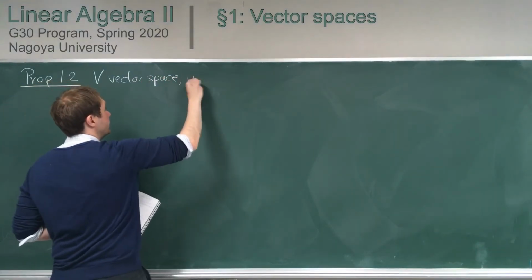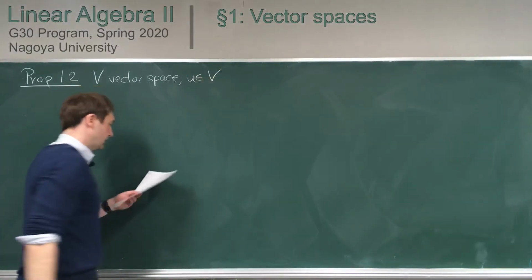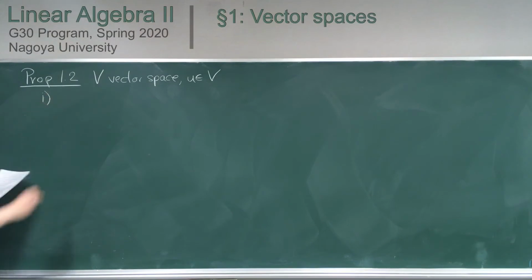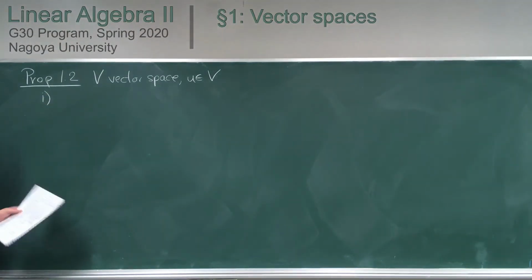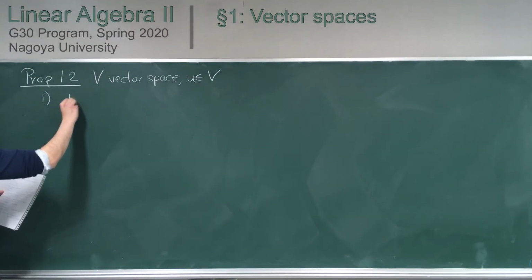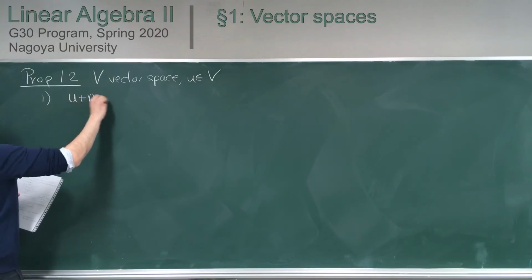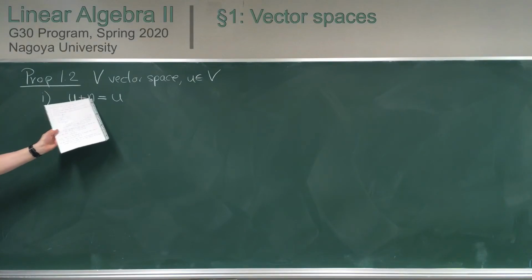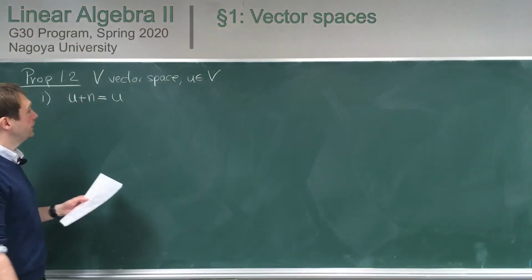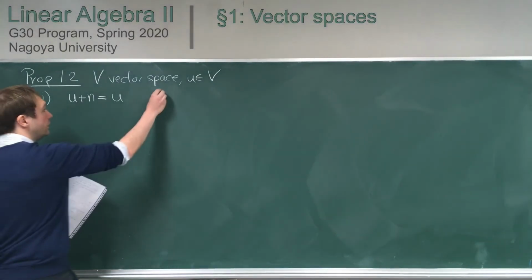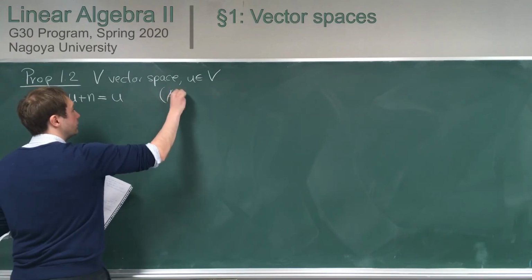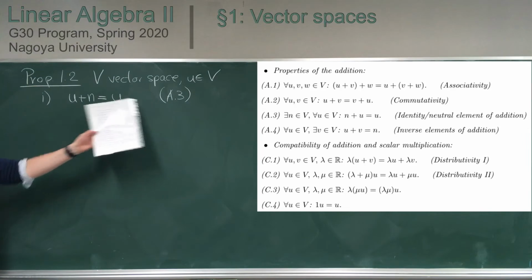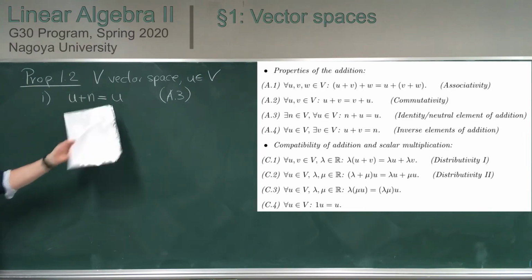And u is an element in V. So the first property is quite clear, which states that u plus n is u, where n is this neutral element in A3. And there the statement was that n plus u equals u.